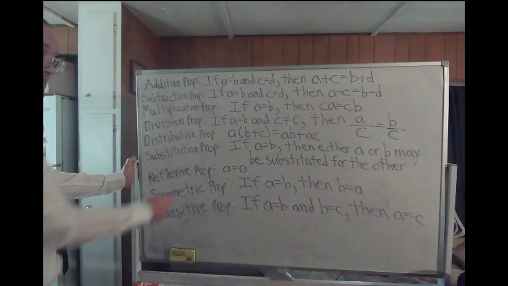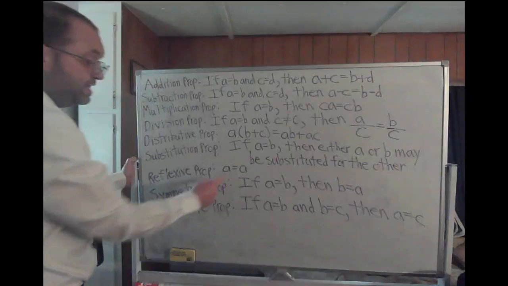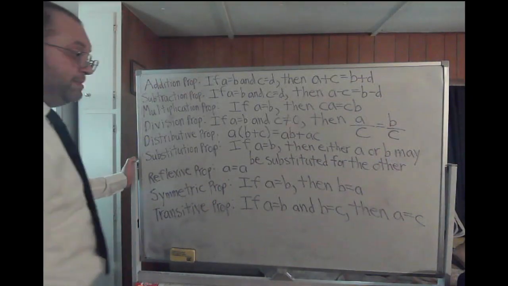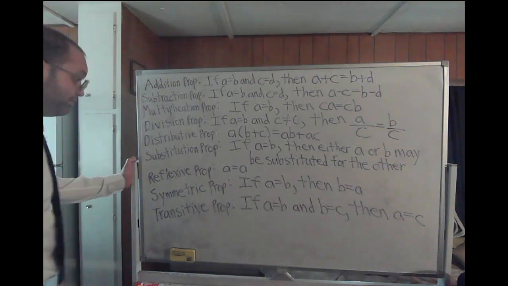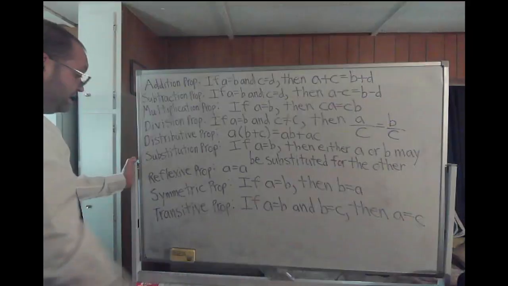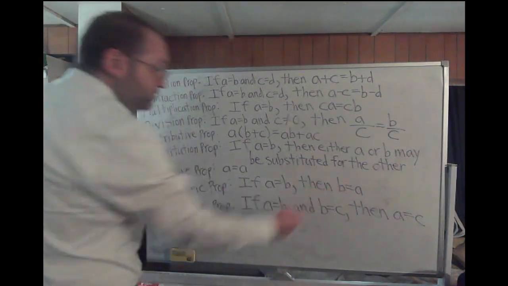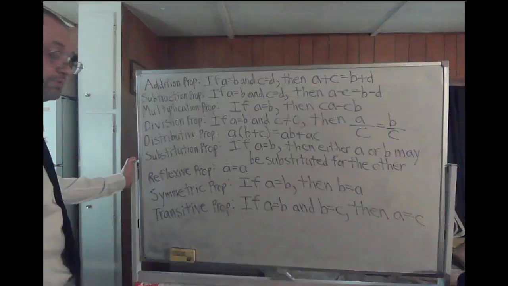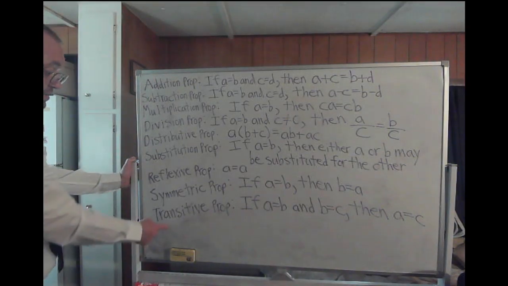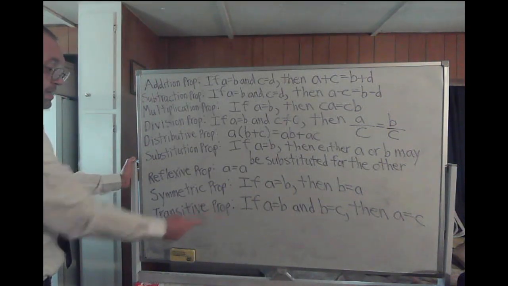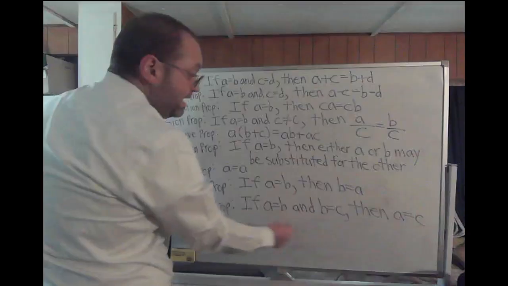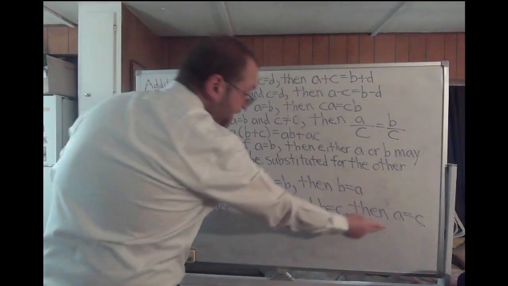This one's kind of like a no-brainer. You have the reflexive property, A equals A. Well, duh. I mean, I don't need to say more about that. The symmetric property, if A equals B, then B equals A. Also kind of duh. Then there's the transitive property. If A equals B and B equals C, then A equals C.